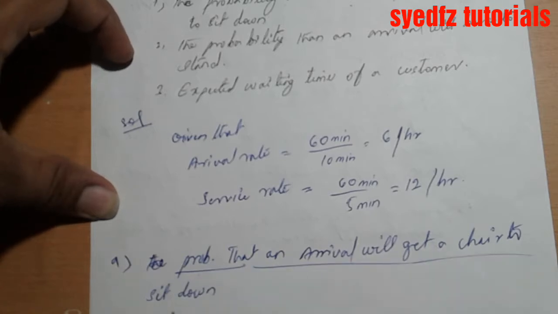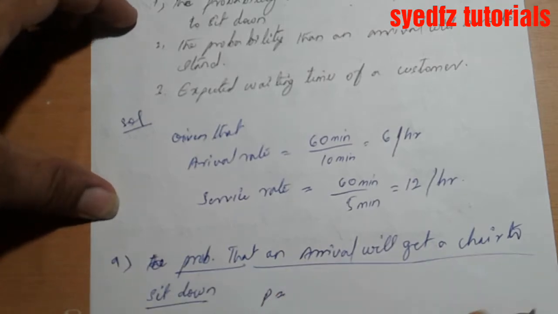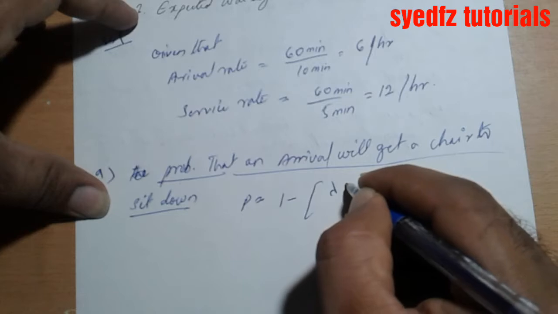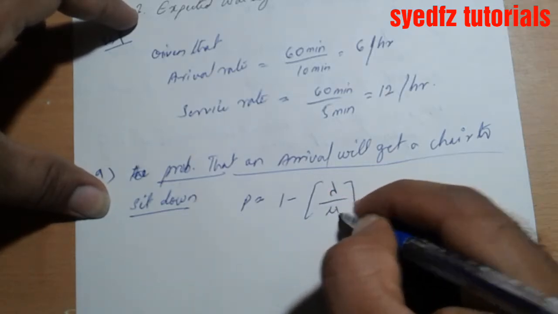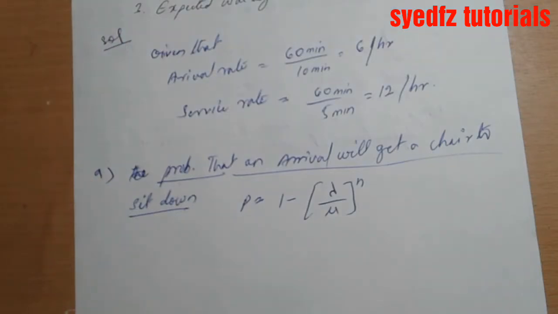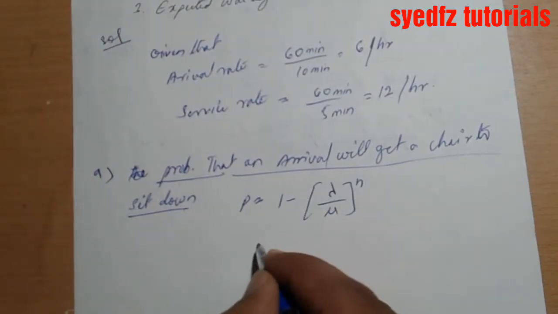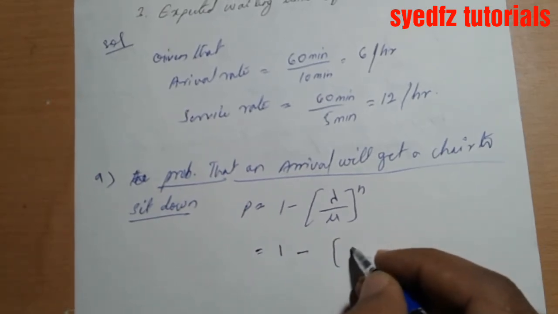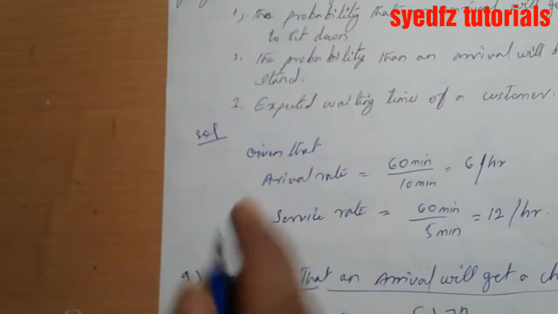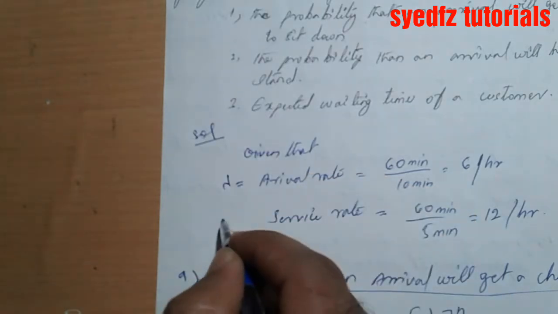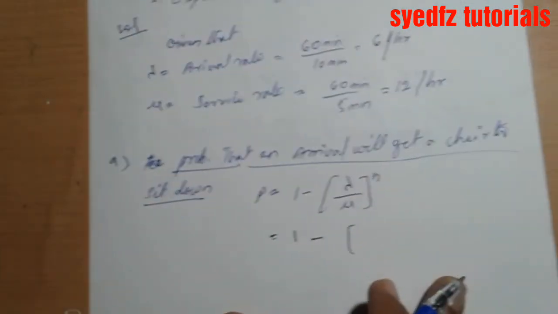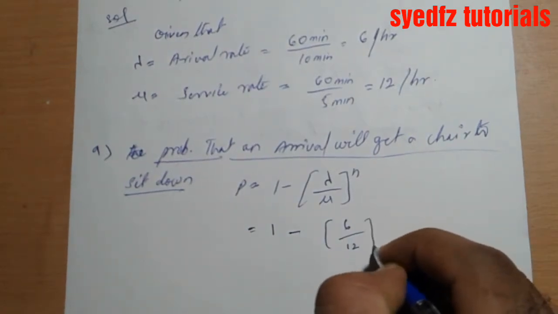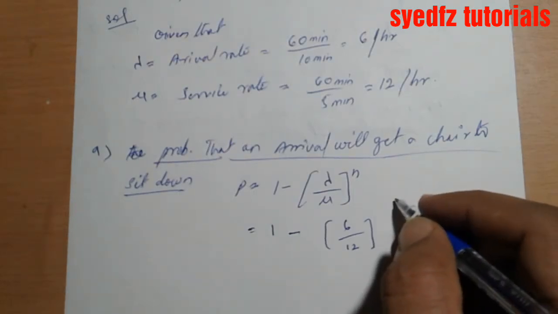Okay. The formula is P is equal to 1 minus mean divided by mu, whole to the power of n. Here, 1 minus mean means arrival. Here mean means arrival, this is the mean, this is the mu. 6 divided by 12 whole to the power of how many numbers? How many chairs are there?